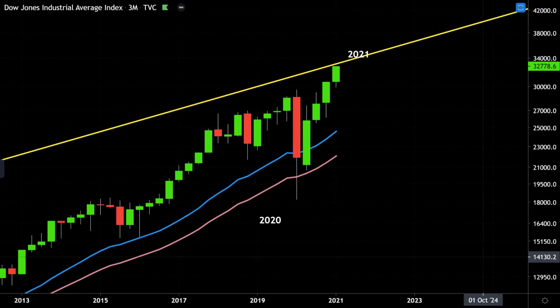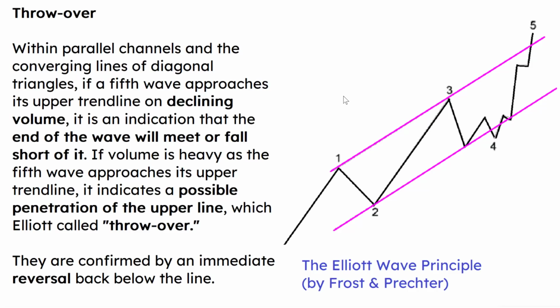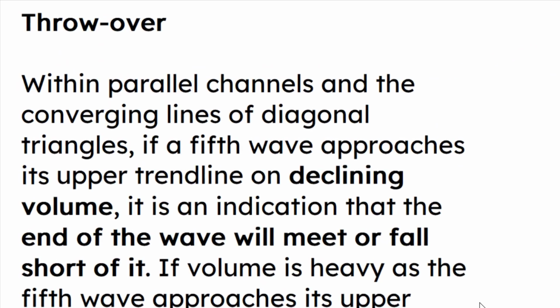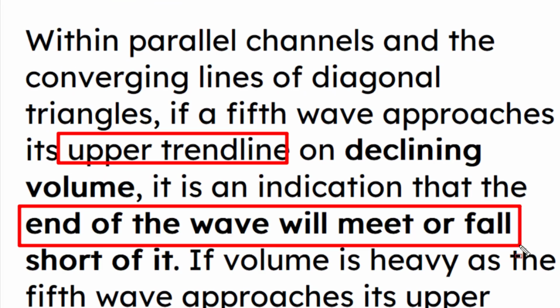Well, here's why it matters, because according to the Elliott Wave Principle, which is a fantastic book, by the way, by Frost and Prechter. If you're looking for a good book on Elliott wave theory, that's a good one. Here's what they say. They say that within parallel channels and the converging lines of a diagonal triangle, if a fifth wave approaches its upper trend line on declining volume, it's an indication that the end of the wave will meet or fall short of it.